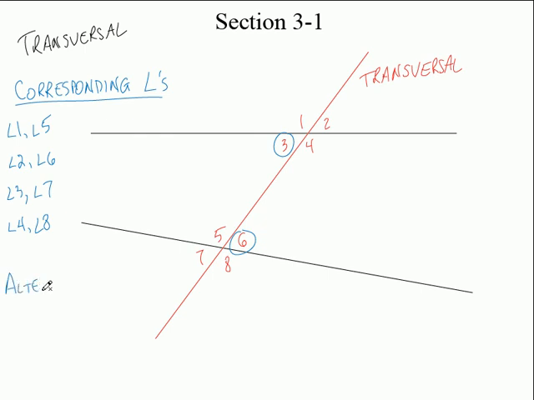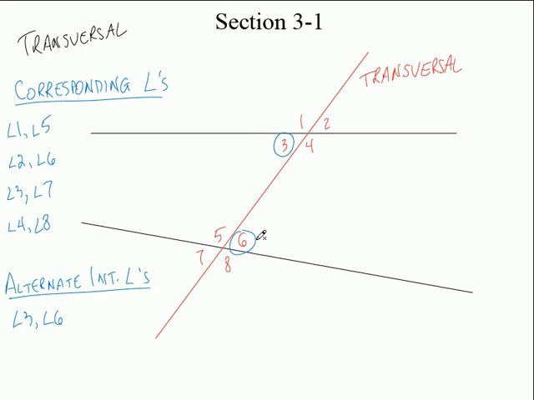Let's jot that down. Alternate interior, I'll just shorten that, is that all right? Interior angles. All right, let's list them. So I said angle 3 and what else is alternate interior? Angle 6, right? So 3 and 6. You see they're on opposite sides of the transversal. One's up above and one's down below.